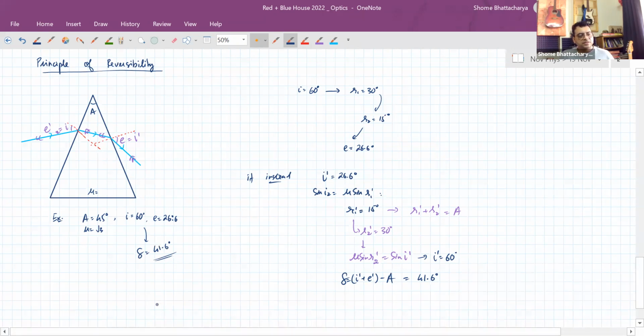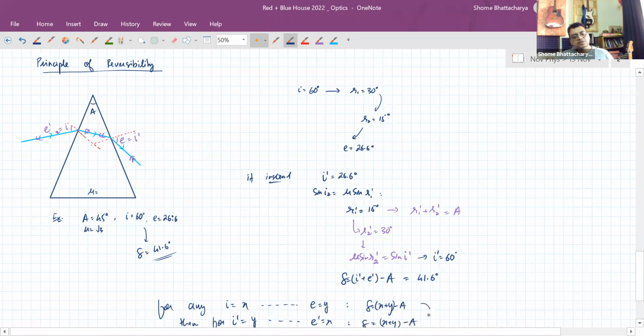So basically for any angle of incidence, let's say X, if solving everything gives us an angle of emergence equal to Y, and therefore the net deviation comes out to be X plus Y minus A, then for an angle of incidence equal to Y, solving everything will give us the angle of emergence equal to X. So it will give us the same deviation.